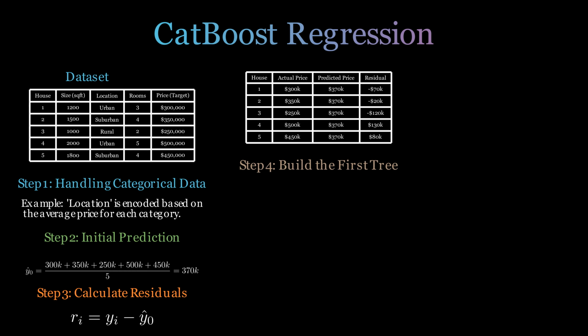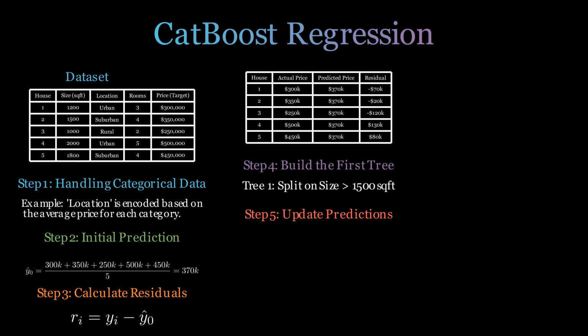Now, we build the first decision tree. The tree splits the data based on the features to predict the residuals. After building the tree, we update our predictions by adding the tree's output to the initial prediction. We repeat the process, adding more trees to correct the mistakes of the previous trees. The final prediction is the sum of the initial prediction and all the trees' outputs.